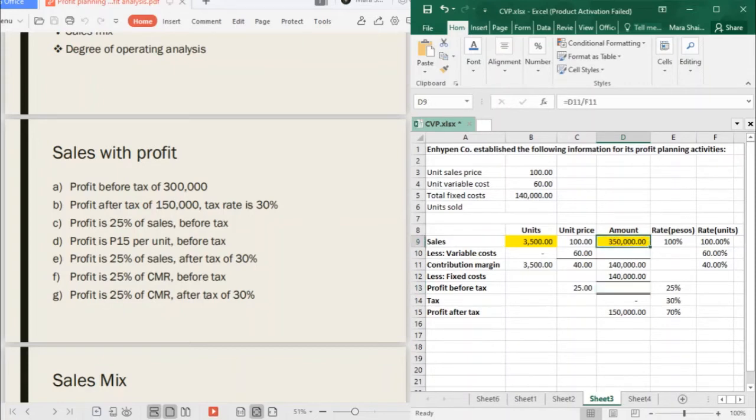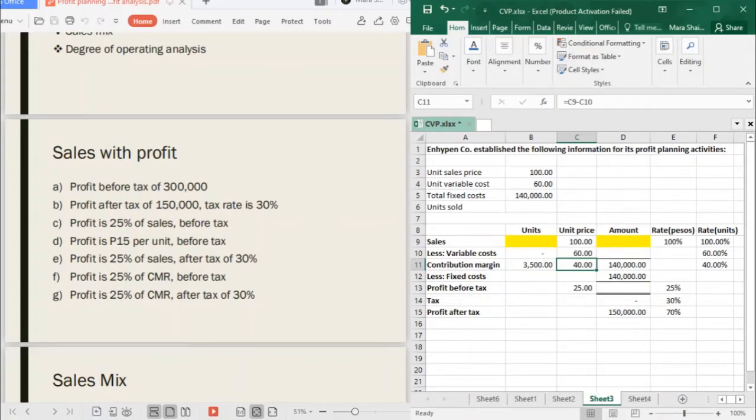What you can do is make use of your contribution margin rate or your unit contribution margin. How? You know that for your profit, 25 pesos is allocated per unit, and the contribution margin per unit is 40.